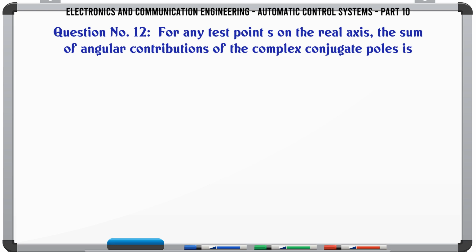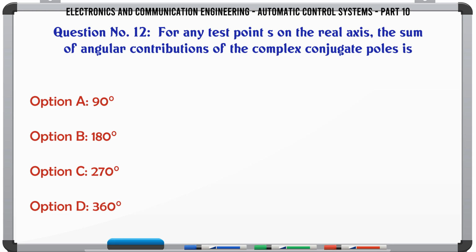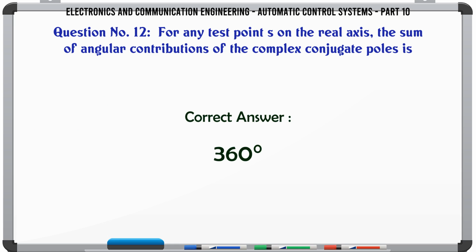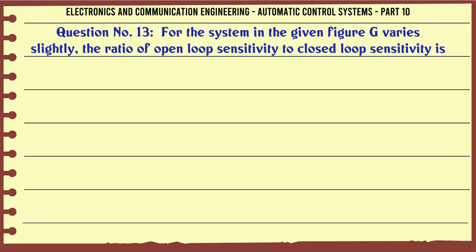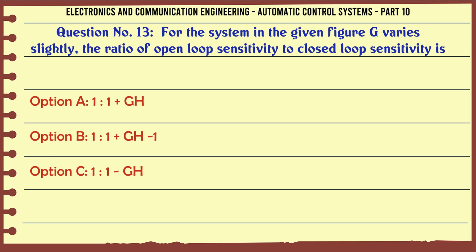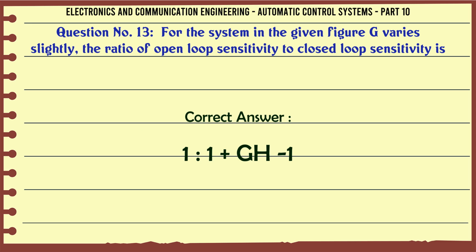For any test point S on the real axis, the sum of angular contributions of the complex conjugate poles is A 90, B 180, C 270, D 360. The correct answer is 360. For the system in the given figure, G varies slightly. The ratio of open loop sensitivity to closed loop sensitivity is A 1+GH, B 1/(1+GH), C 1/GH, D 1/(1+GH). The correct answer is D.